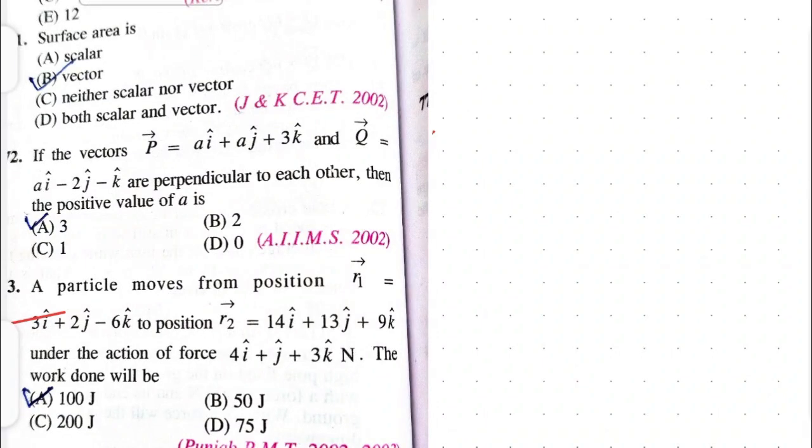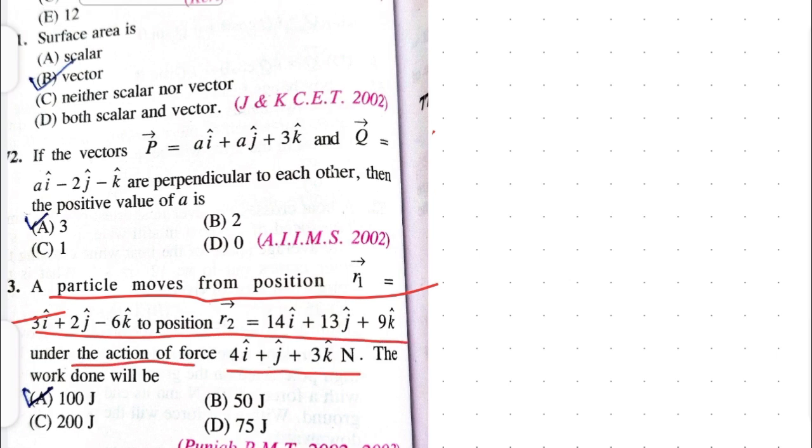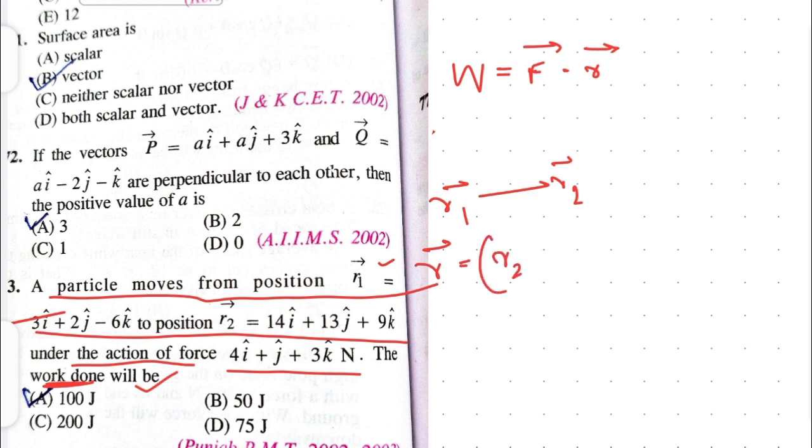Next question. A particle moves from position r1 vector to position r2 vector under the action of this force. The work done will be what? We know work done is the formula F vector dot r vector. Now as we have r1 vector to position r2 vector, then this r vector will be r2 vector minus r1 vector, that is the displacement vector. Okay, and this is simply force. So we have to find out what is r vector.